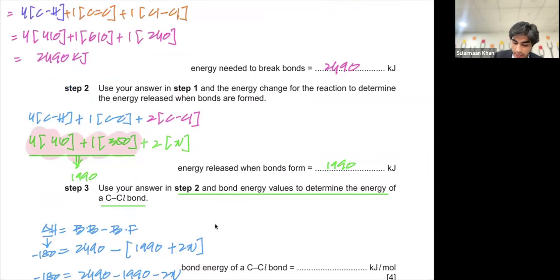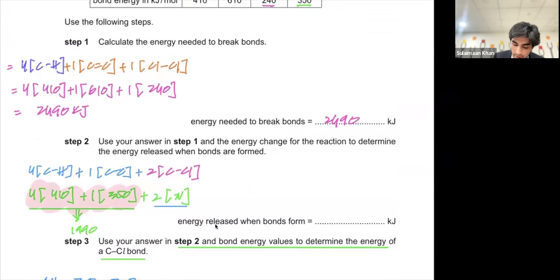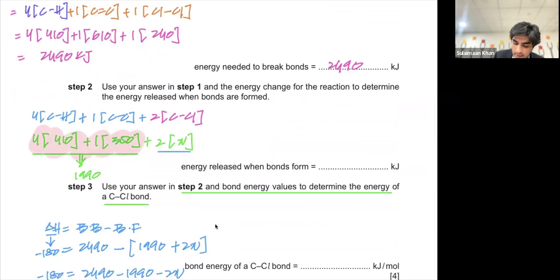Some kids are saying that sir wanted you to calculate this as it is, right, so you could do that. No, this is not 1990. It's saying use your step 1 and the energy from the reaction to determine the energy released when these bonds form. Okay, he's talking about the CCl bond, right? So basically it's 2490, that's the energy taken in during bond breaking, minus 1990, and minus 2x, that's the energy given out during bond formation, right? So that's 2490 minus 1990. What do you get here?